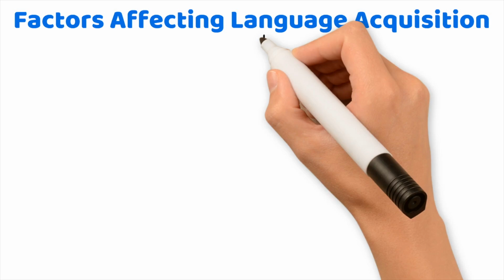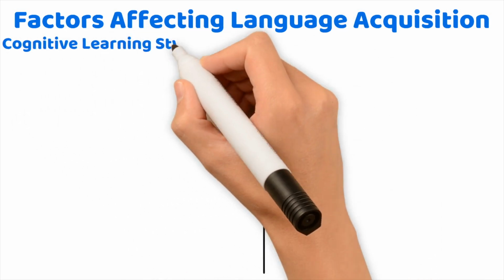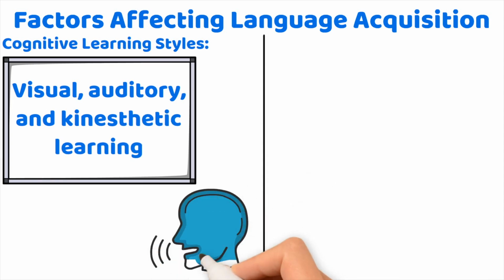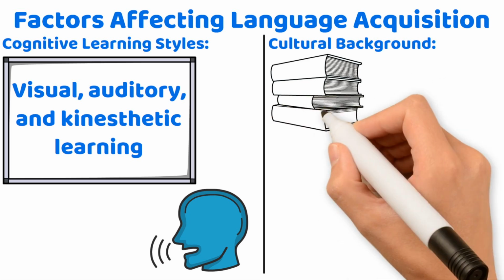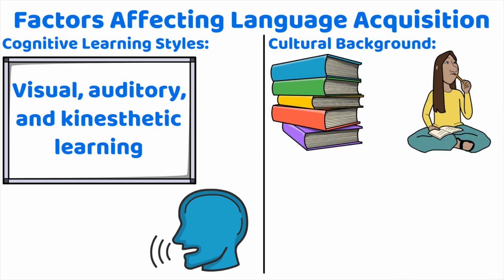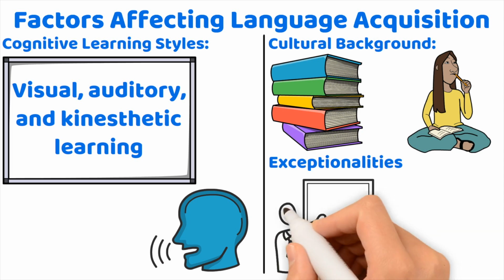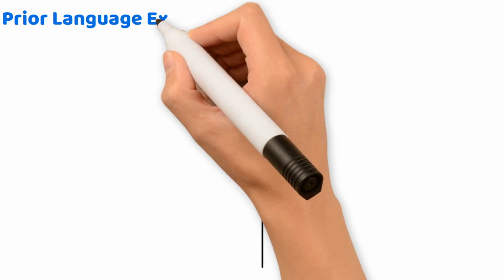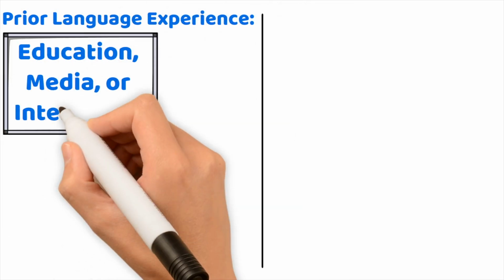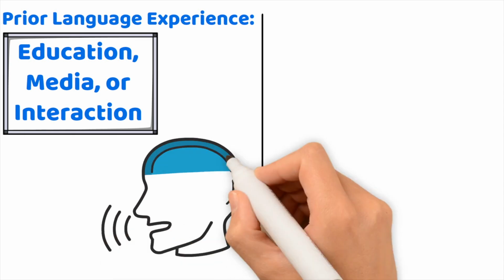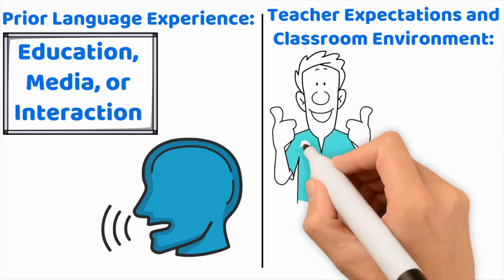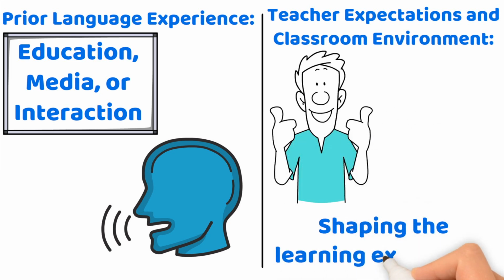Moving forward, let's now discuss the factors affecting language acquisition, which include cognitive learning styles: visual, auditory, and kinesthetic learning preferences significantly influence language learning. Cultural background: learners' cultural context can affect their language use and learning. Exceptionalities: tailored teaching approaches are required for students with learning disabilities or giftedness. Prior language experience: exposure through education, media, or interaction with native speakers enhances language learning. Teacher expectations and classroom environment both play crucial roles in motivating students and shaping the learning experience.